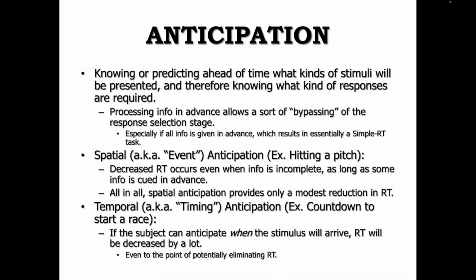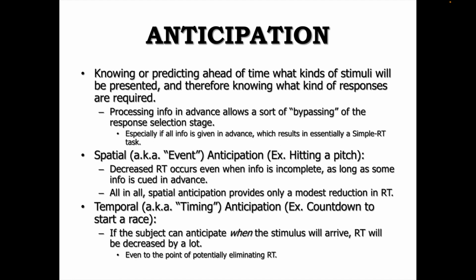Now, anticipation can help with some of this reaction time because anticipation is knowing or predicting ahead of time what kind of stimuli will be presented, and therefore knowing what kind of response will be required based on that stimuli. So by anticipating, we can process that information ahead of time to bypass the response selection stage in the decision-making process, especially if all the information is given in advance.